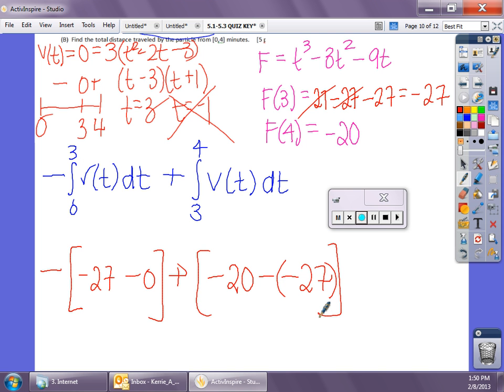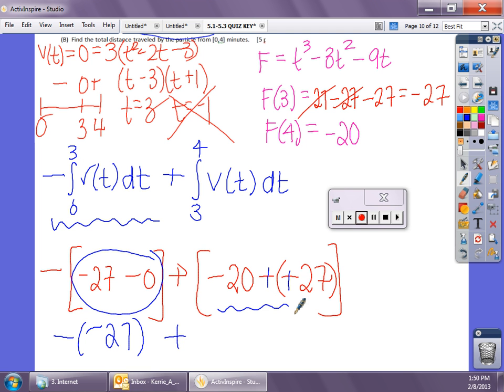So, things to help you double check your answer. Because this integral here has a negative in front, then the inside here should be a negative value, which I do get, negative 27. In here, because I'm adding that integral for total distance, the value I get should be positive, and I do. I get a positive 7. The answer then becomes positive 34 feet.